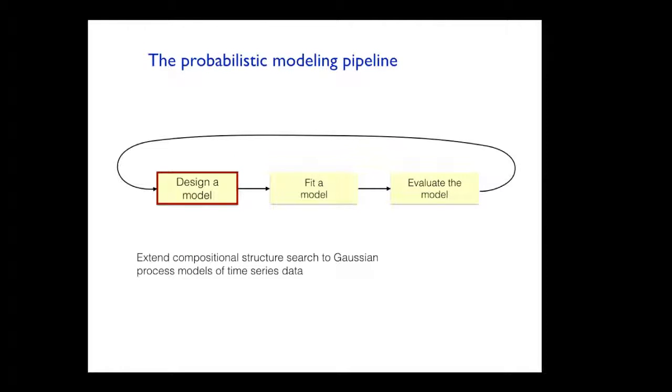So first I want to go back and revisit the design of models. I talked about a space of matrix decomposition structures. Can we apply these techniques to a different space of models? And so in particular, I'll look at compositional structure search for Gaussian process models of time series data. And this part of the talk is primarily the work of my collaborators, Dave Duveneau and James Lloyd.